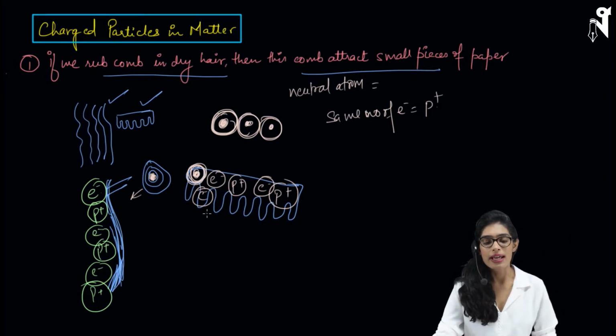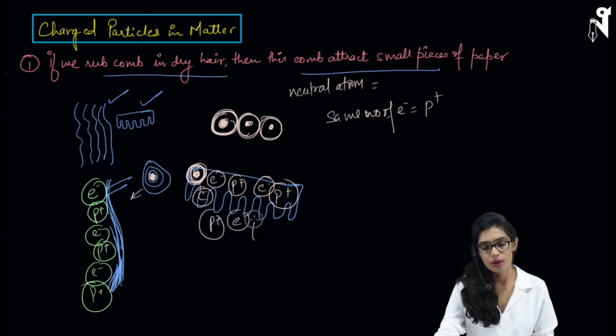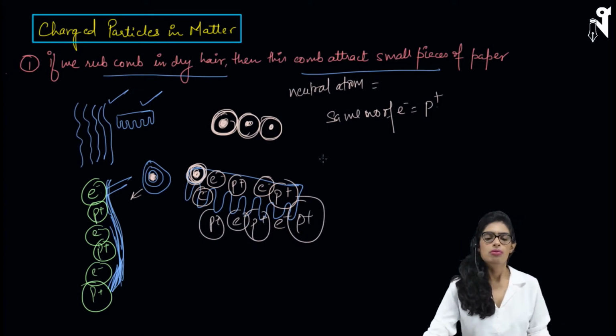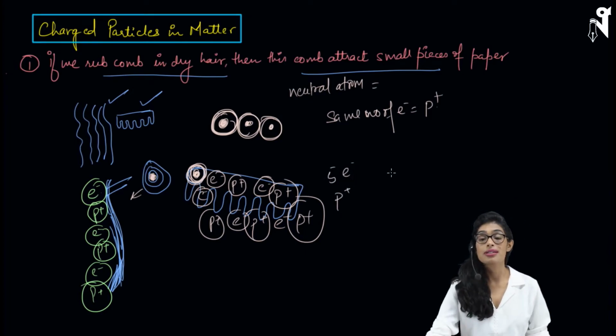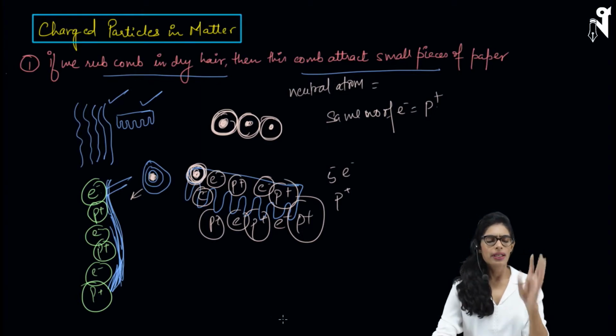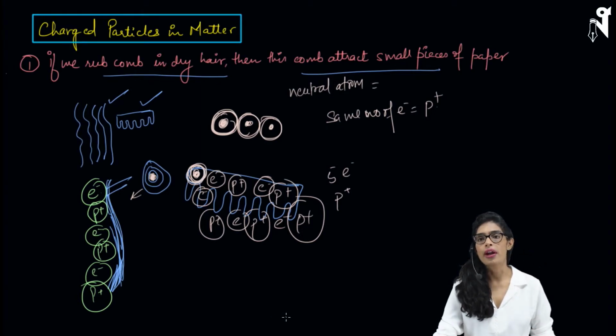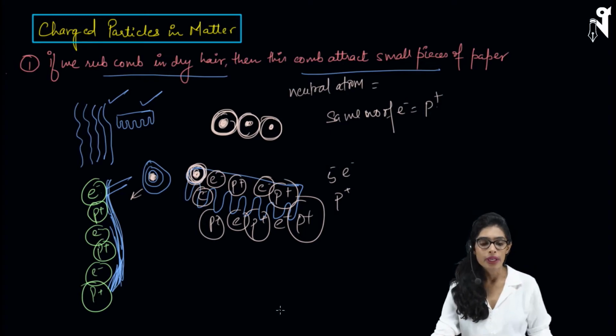And your comb has, assume, proton, electron, proton, electron, proton. So basically 5 electrons and 5 protons. This is a very random number. Please do not consider it, this is not the actual number at all. There are millions of atoms present in a comb, millions of atoms present in one single strand of hair. So obviously the number of electrons and protons cannot be so few. This is just to make the calculation simple.